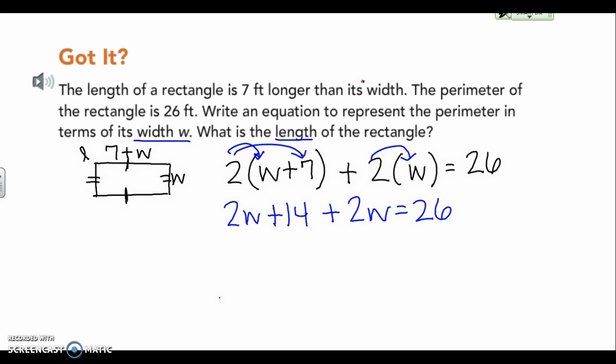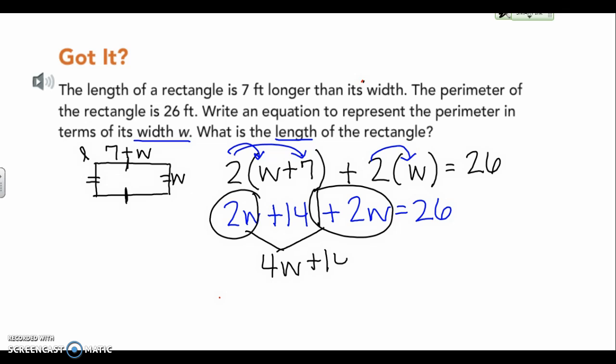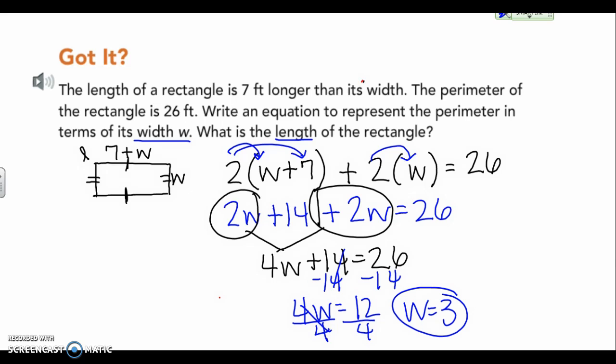Now I can combine my like terms. I have 2W plus 2W, so that's going to give me 4W plus 14 equals 26. We subtract 14 from both sides of our equation, and we have 4W equals 12. Divide both sides by 4, and W equals 3. But we need to know the length, or L. So we're going to plug that into our equation, W, which is 3, plus 7, because the length is 7 feet longer than the width, and that equals 10, so our length is 10.